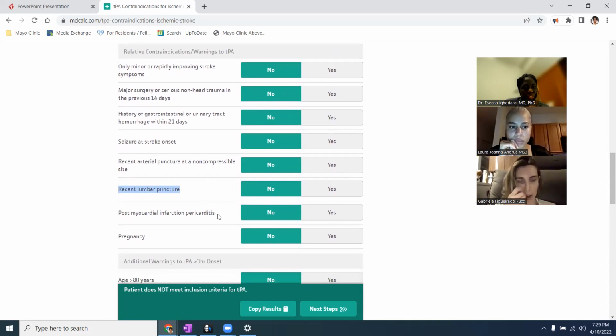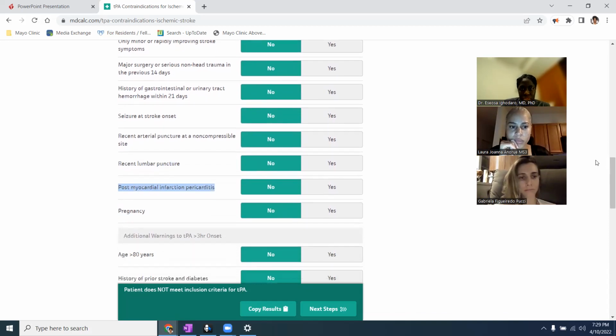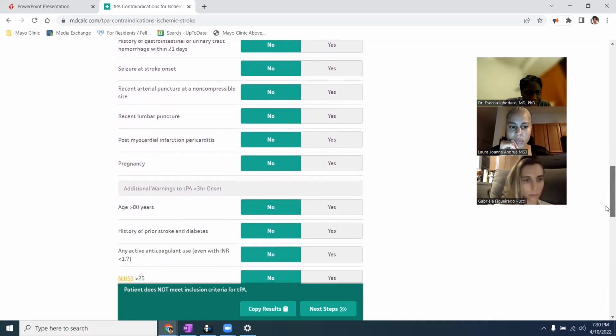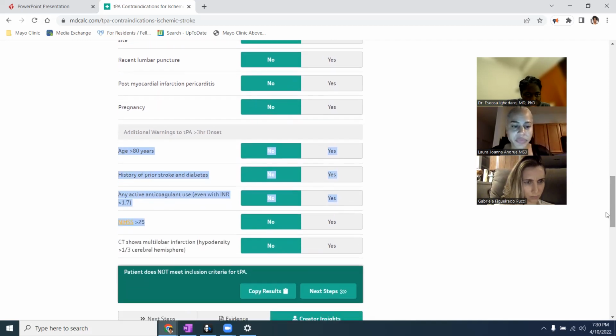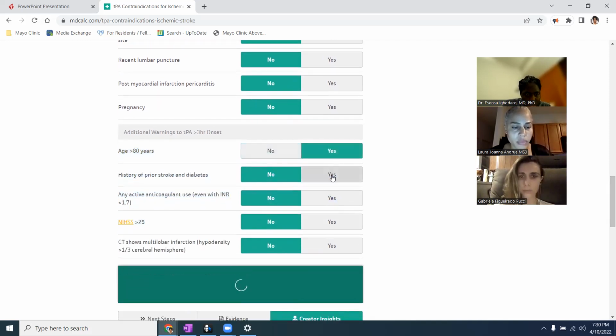Post myocardial infarction pericarditis. I don't know why this is a contraindication. That's interesting. Pregnancy, we all know we don't do things in pregnant females. And I've never heard of this, but additional warning signs for TPA: age greater than 80, history of prior stroke, diabetes. I didn't know about this. Additional warnings. I wonder what that means.